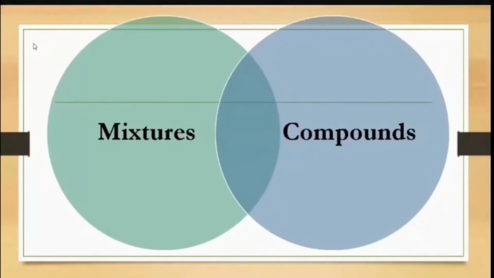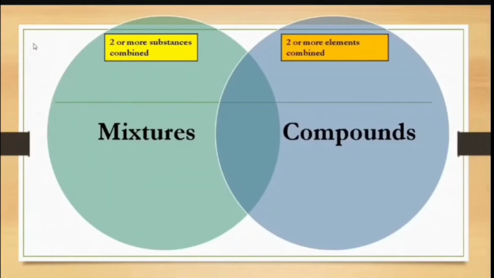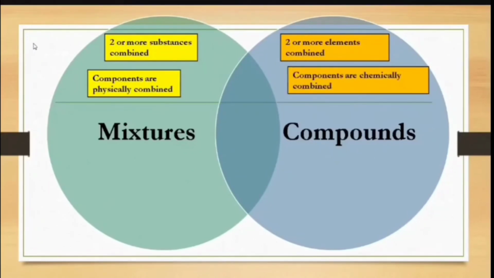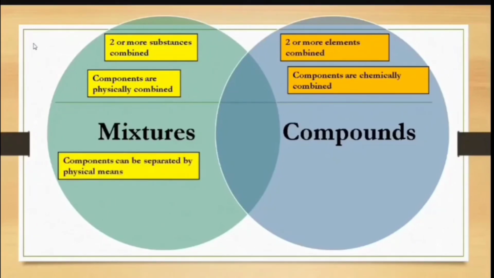For their differences, mixtures are made up of two or more substances combined, while compounds are two or more elements combined. Components of mixtures are physically combined, while components of compounds are chemically combined. Components of mixtures can be separated by physical means. On the other hand, the components of compounds can be separated by chemical means.